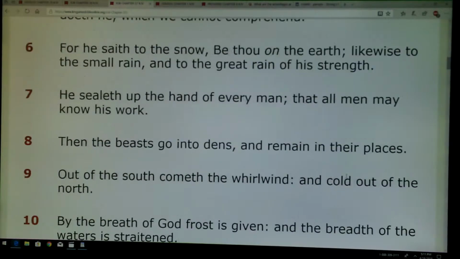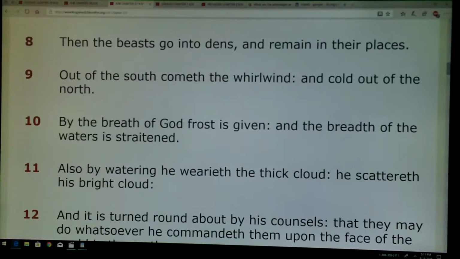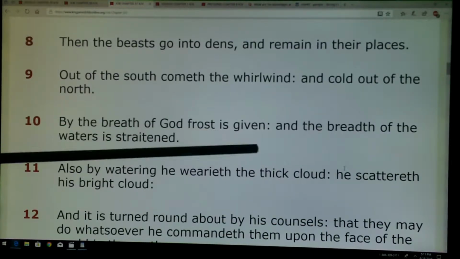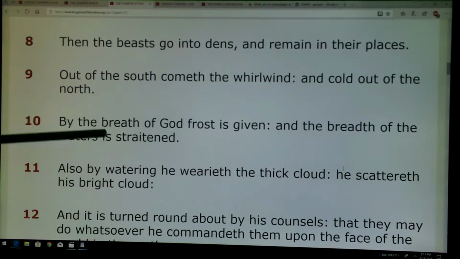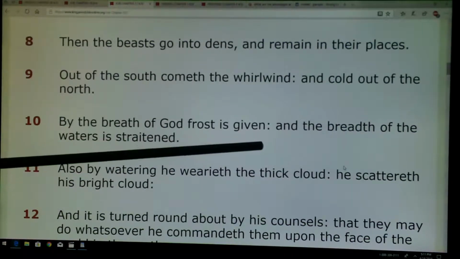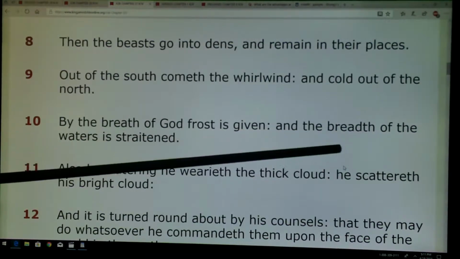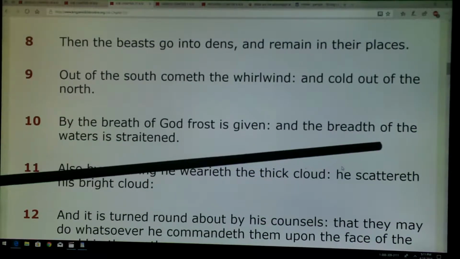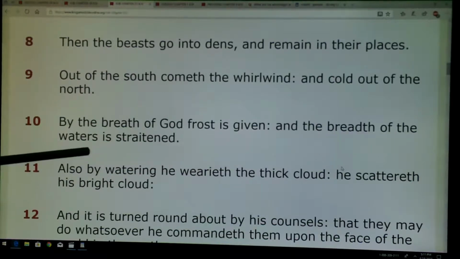Go right here. Okay, verse number 10, where it says, by the breath of Elohim, frost is given. So the breath of Elohim, that's air. The breath is the air of Elohim, and the frost is given. So he blows a little cool air on the precipitation and makes frost. And the breadth of the waters is straightened. So the width of the waters is straightened.